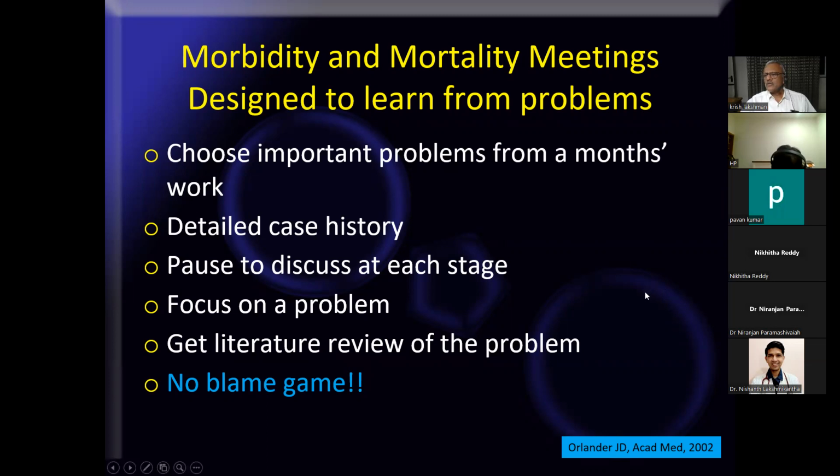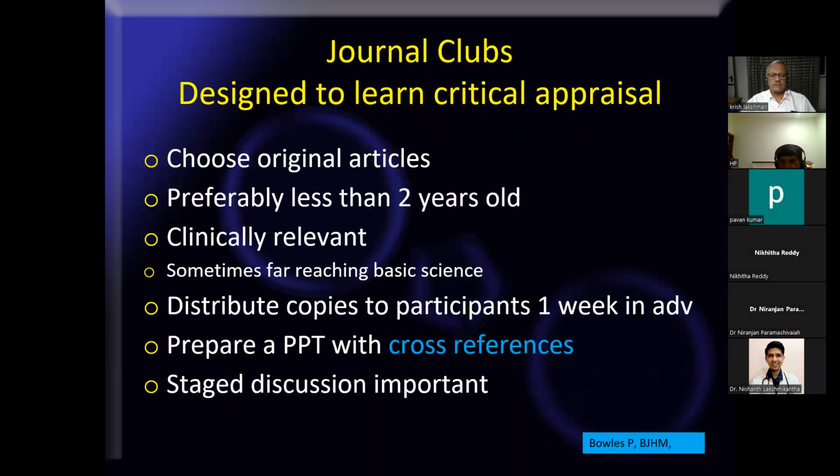I thought Nikita had raised her hand. You want to say something, Nikita? Yes, sir. In the previous slide, the last point was also staged discussion. What do we mean by staged discussion, sir?